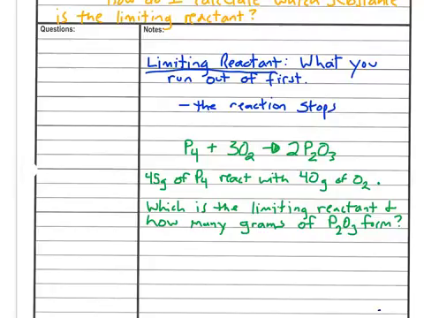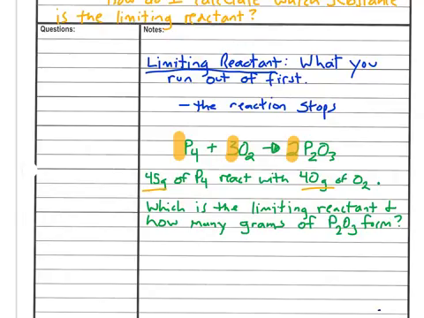So you might be looking at this and say, well, clearly I only have 40 grams of the O2 and I have 45 grams of the P4. Since I have less O2, I'll probably run out of that one first. But you have to take into account that there are coefficients in our equation and those substances don't have the same molar mass, so we might not have more of the P4. So let's go ahead and do our calculations.